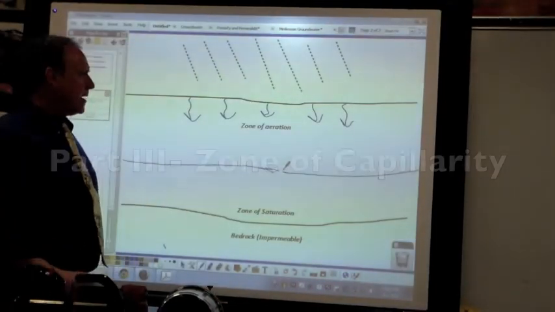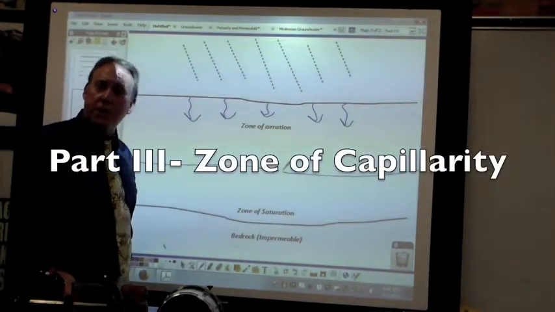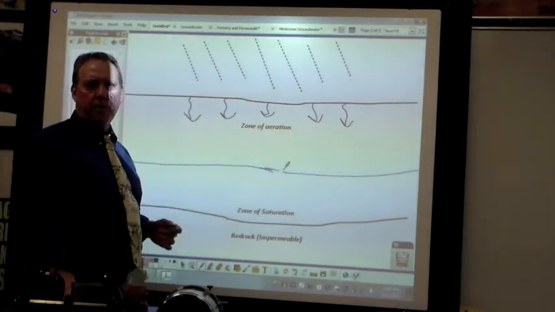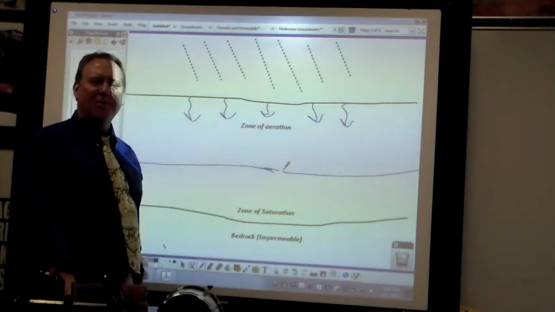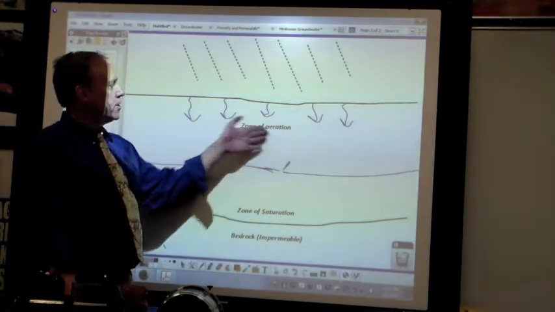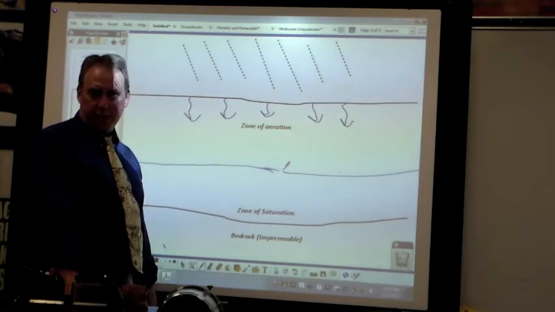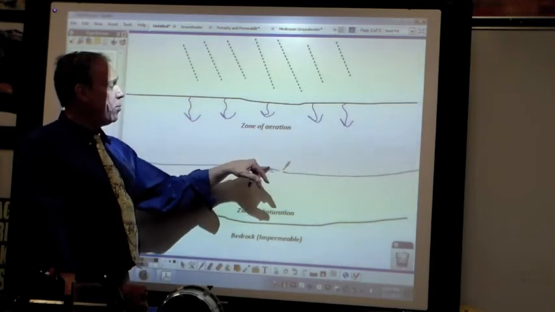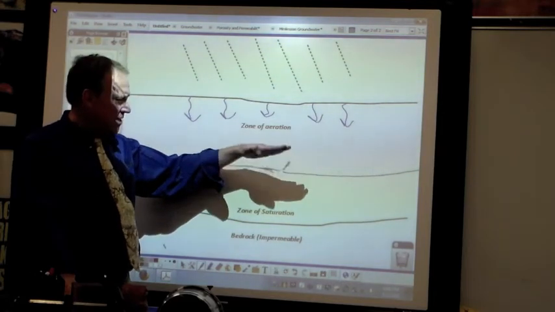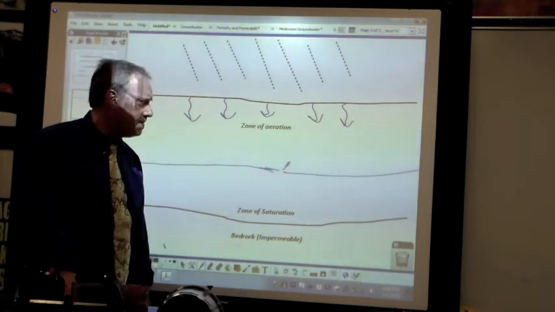Okay, everybody, we're back to our layers of earth beneath us. Once again, our zone of saturation, where water fills up all the space between the particles of rock. The zone of aeration, where air is filling the space between the particles of rock, and the water table, which is the boundary between those two. The surface, the top of the zone of saturation.